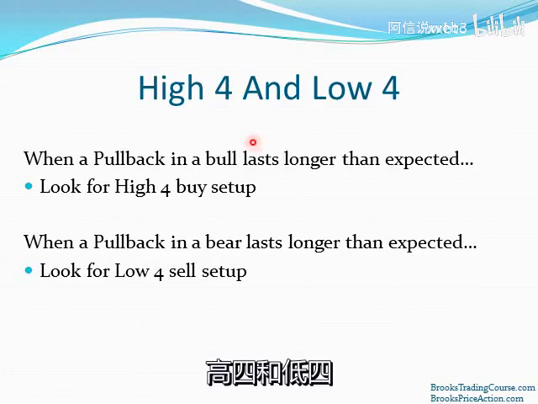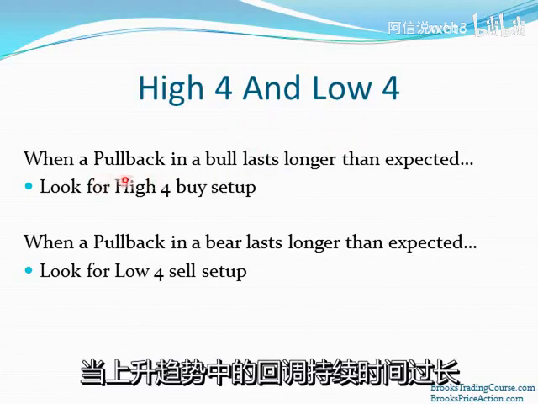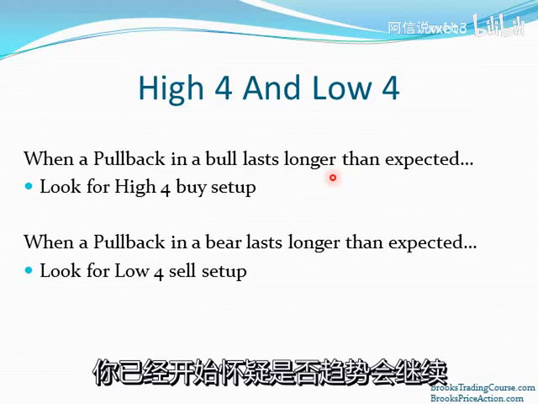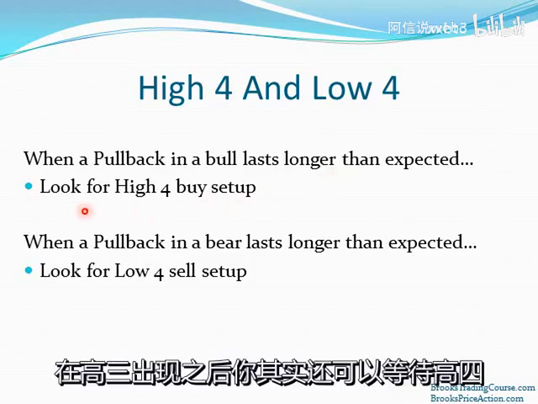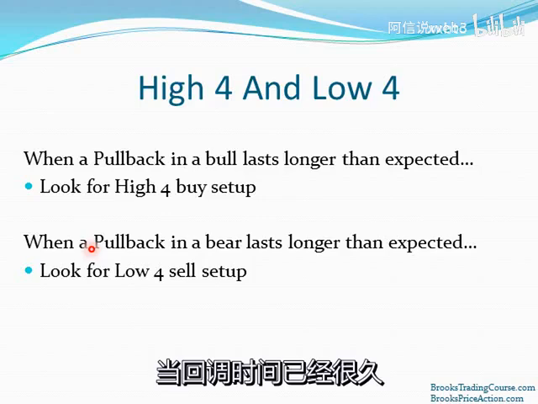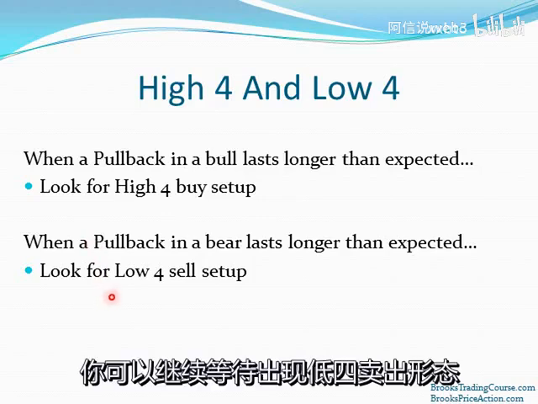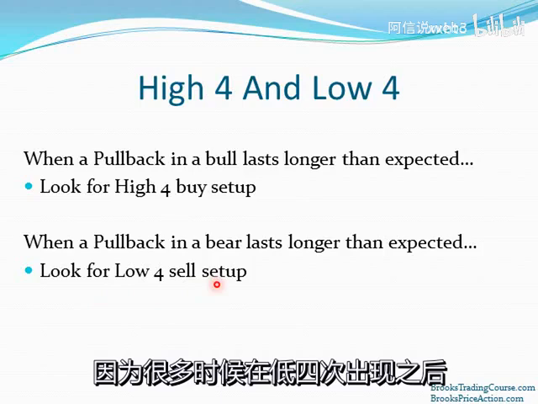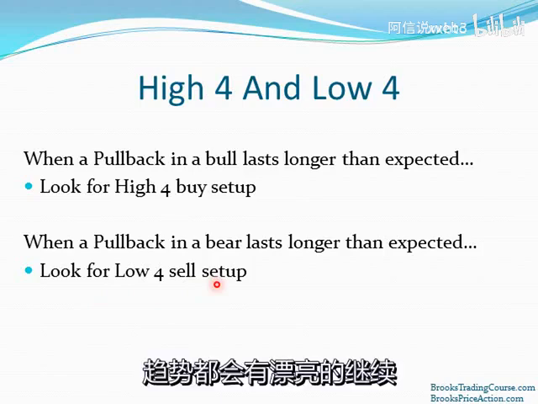And what about high 4 and low 4 setups? When a pullback lasts so long that you're wondering if the pullback has turned into a trend in the opposite direction, after a high 3, for example, start looking for a high 4. Same thing in a bear trend. If the pullback goes on for a long time, start counting to see if there's a low 4 sell setup, because a lot of times you'll get a good resumption of the trend from a low 4.